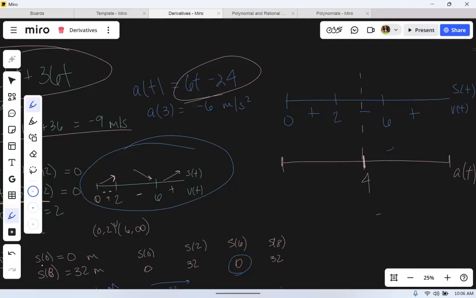So if I plug in 1, negative. If I plug in 5, positive. So here's what I'm looking for. And this break is happening here, but both sides are negative, right?